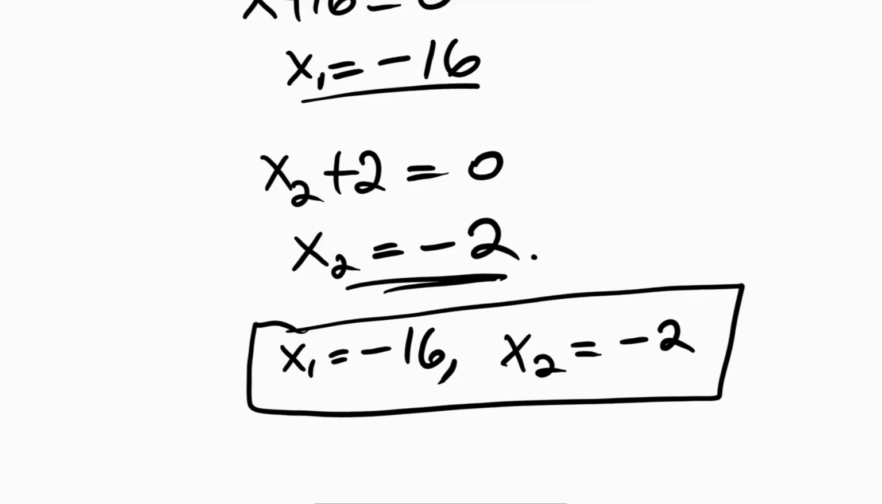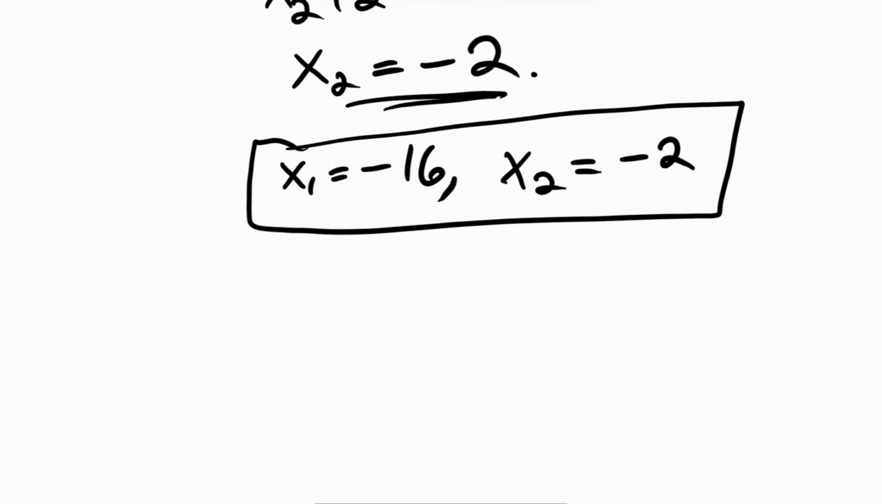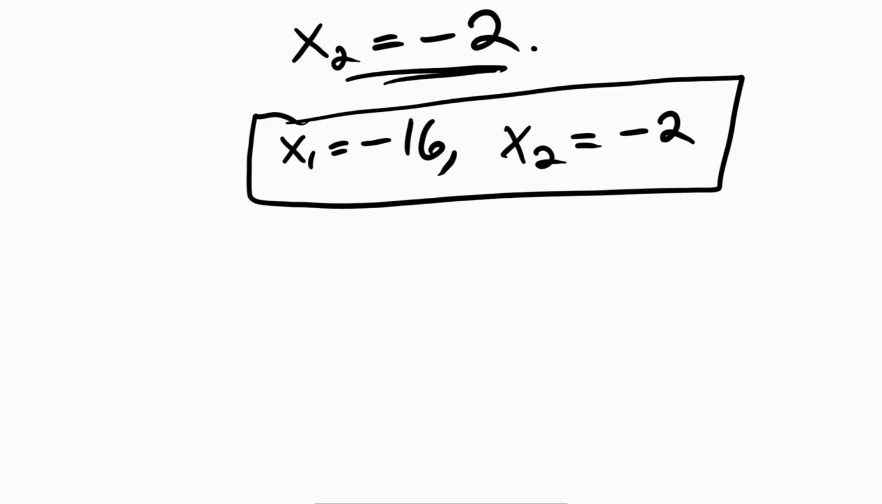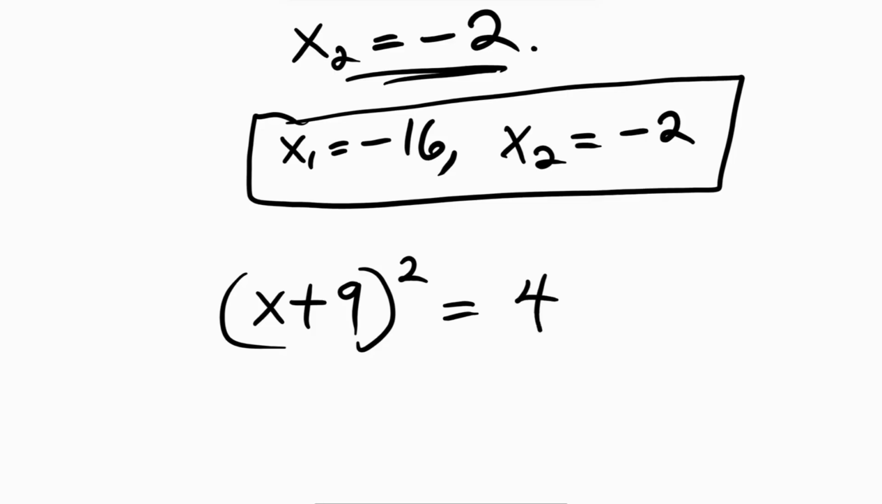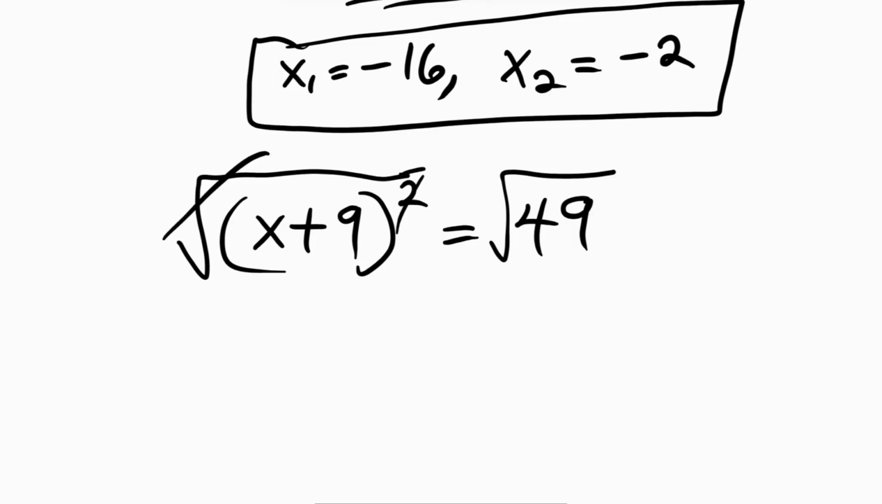Right. Now, let us try to solve this question again in a different way. Okay, so now we have (x + 9)² equals 49. Right? So now we can take the square root of both sides. If we introduce square roots to both sides, the 2 cancels out the square root, and then we have x + 9 equals the square root of 49, which is plus or minus 7.